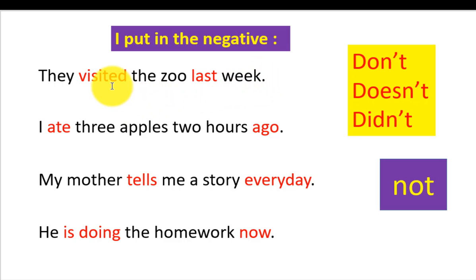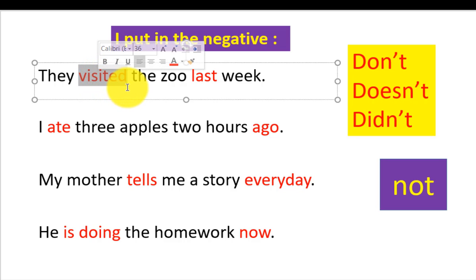Good. So, ask yourself, where is the verb in this sentence? This is the verb, teacher. Visited. In which tense is it? It's in the past simple. I want to put this verb in the negative. We go to these helping verbs: don't, doesn't, didn't. According to you, which one of these should we use?